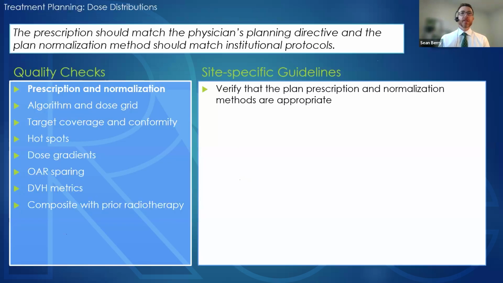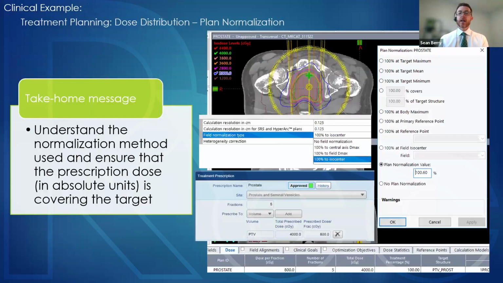Okay, and talking about the isodose distribution, there's also a number of checks there. The first is verifying that the planned prescription and the planned normalization methods are correct and appropriate. I'm most familiar with Eclipse, and I can tell you, and showing it on the screen, Eclipse has so many different ways to normalize a plan. There's field normalization, target normalization, plan normalization. It's extremely confusing.